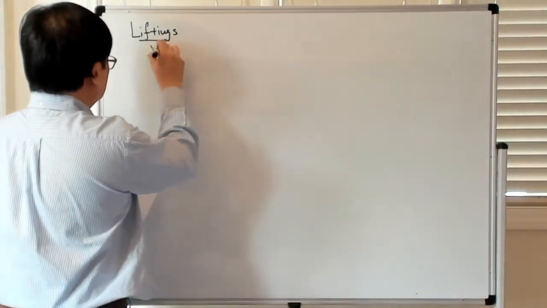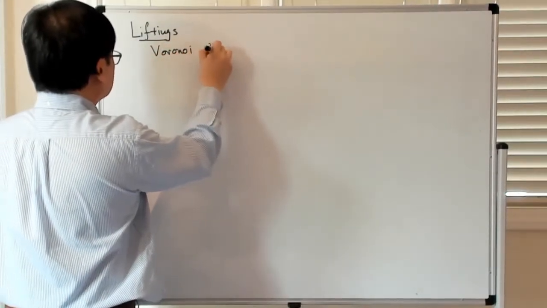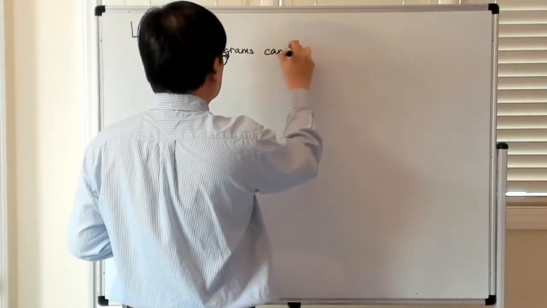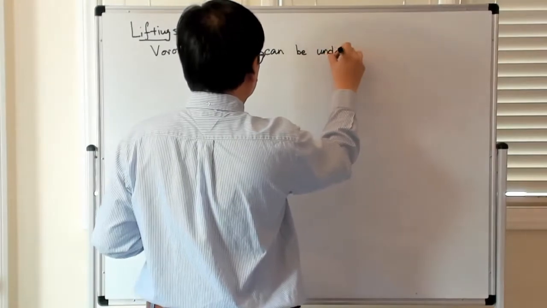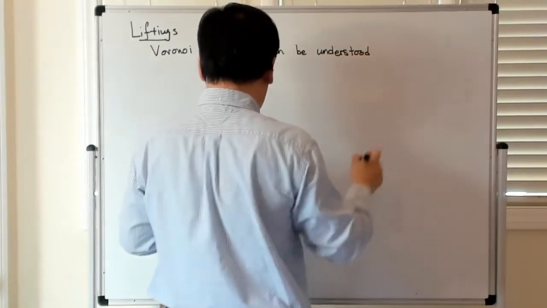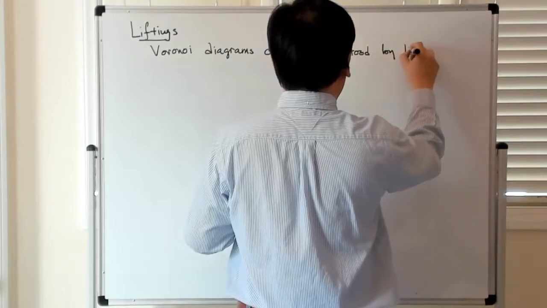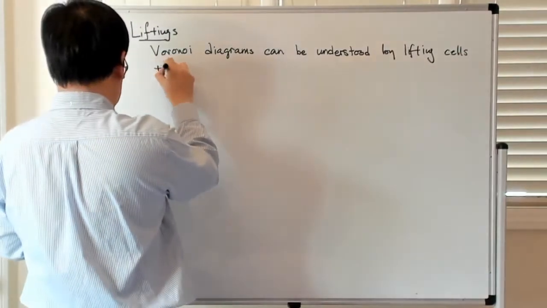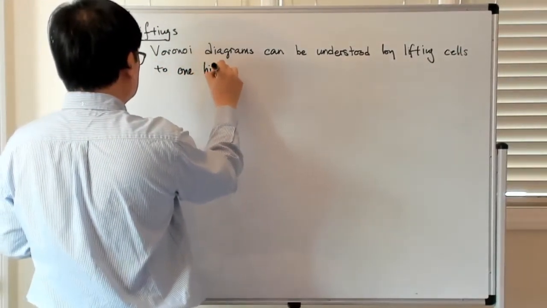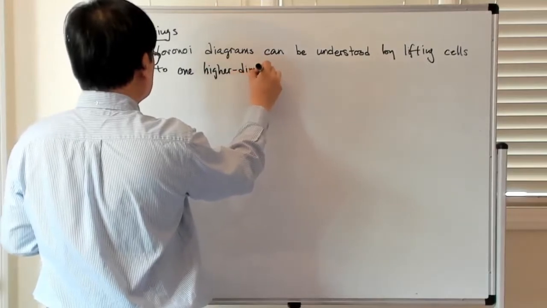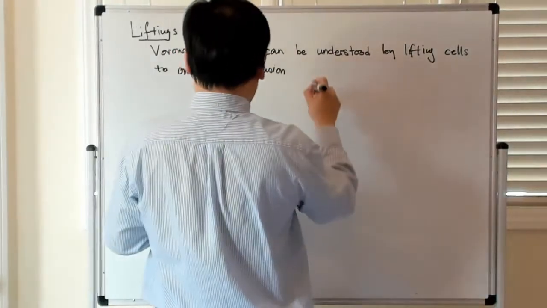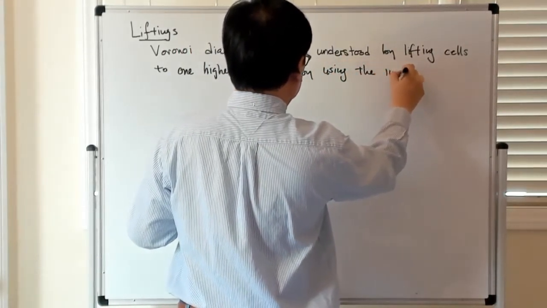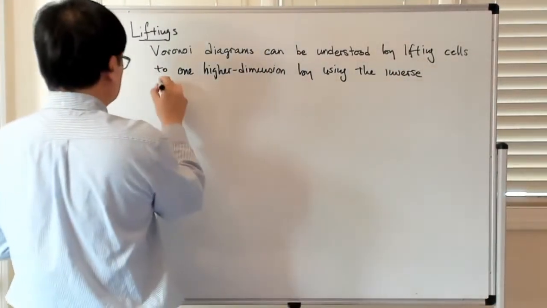Okay, so Voronoi diagrams can be understood by lifting cells to one higher dimension by using the inverse stereographic projection.